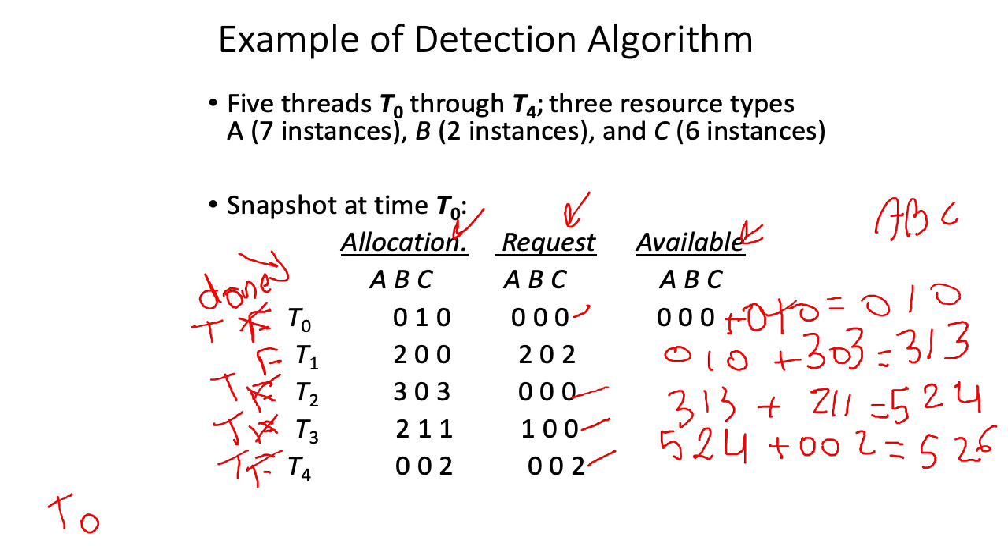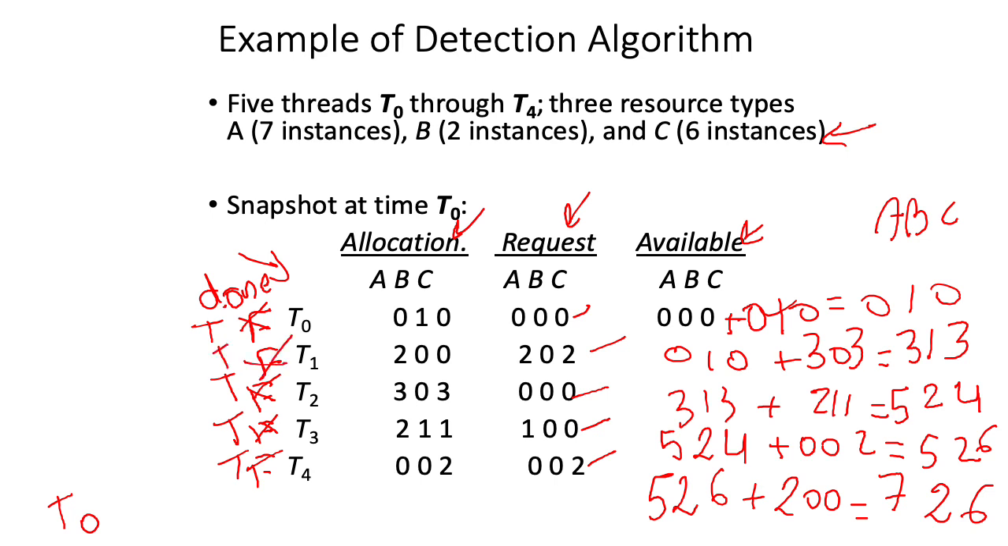We go back to the remaining one, which is T1, and finally it's 5, 2, 6 plus the current allocation to T1, which is 2, 0, 0. This is equal to 7 instances of A, 2 instances of B, and 6 instances of C, as you can see, which is what we have in the system. And then we set T1 to true.